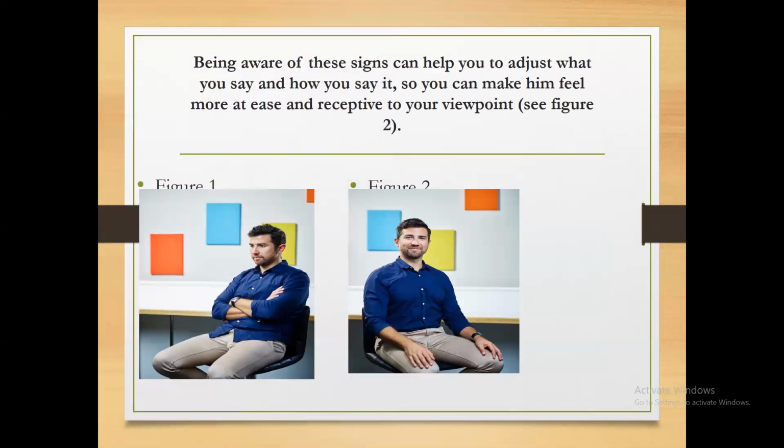There are two pictures in front of you, number one and two, and you can easily observe in which picture the man is taking interest, and in which picture he is not actually ready to listen, and vice versa.